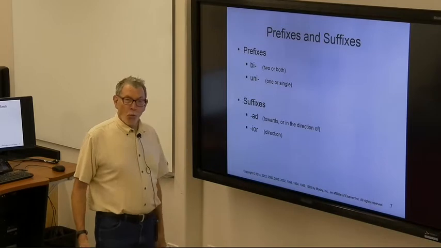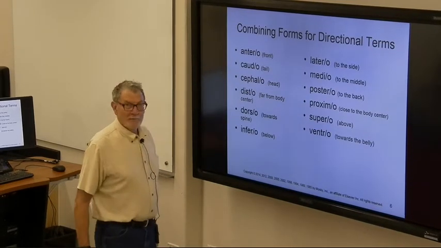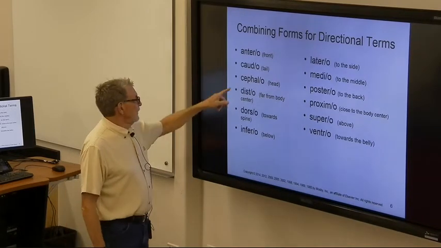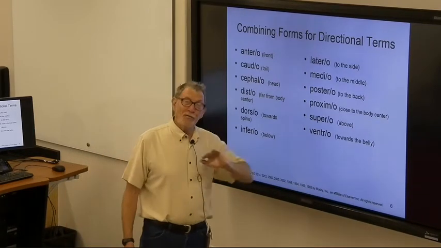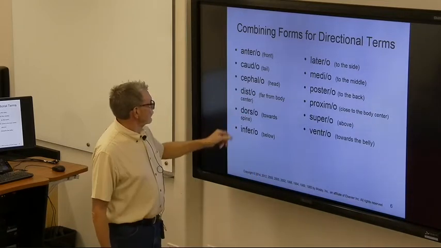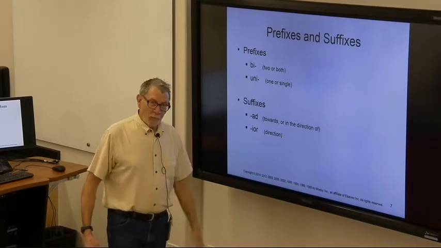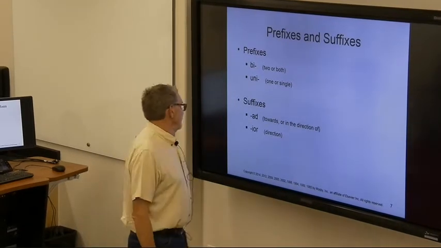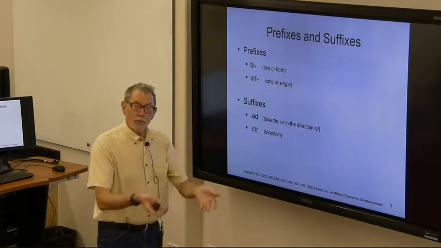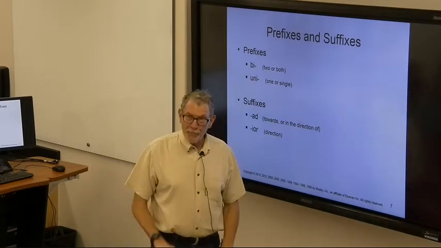Ad means toward. That's where I was going with caudad, not crawdad. Caudad is toward the tail. Cephalad is toward the head. And -ior, like Winnie the Pooh, Eeyore. No, -ior, and this means direction. Anterior, posterior, superior, inferior.